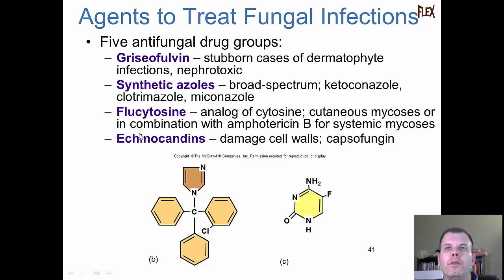Again, there are some other ones. Flucytosine, again, is an analog of cytosine that goes into breaking down cutaneous mycosis. So this might be another one. And then the echinocandins, again, damage cell walls. And so there are some other ones. So typically we're looking either at cell membranes or cell walls with the fungus, because again, fungal cells have cell walls. We don't. That's one of the targets that we can really go after in these guys. Okay, so these are the agents for fungal infections.